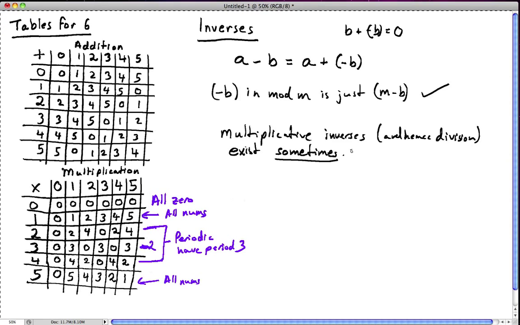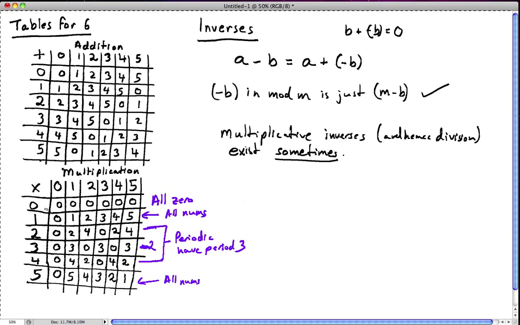Some numbers, mod m, have multiplicative inverses and others don't. So in the case of 6, only 5 and 1 have multiplicative inverses. So what is it about 5 and 1 relative to 6 that is different than, for example, 2, 3, 4, and 0? So here's where we have to think a little bit.